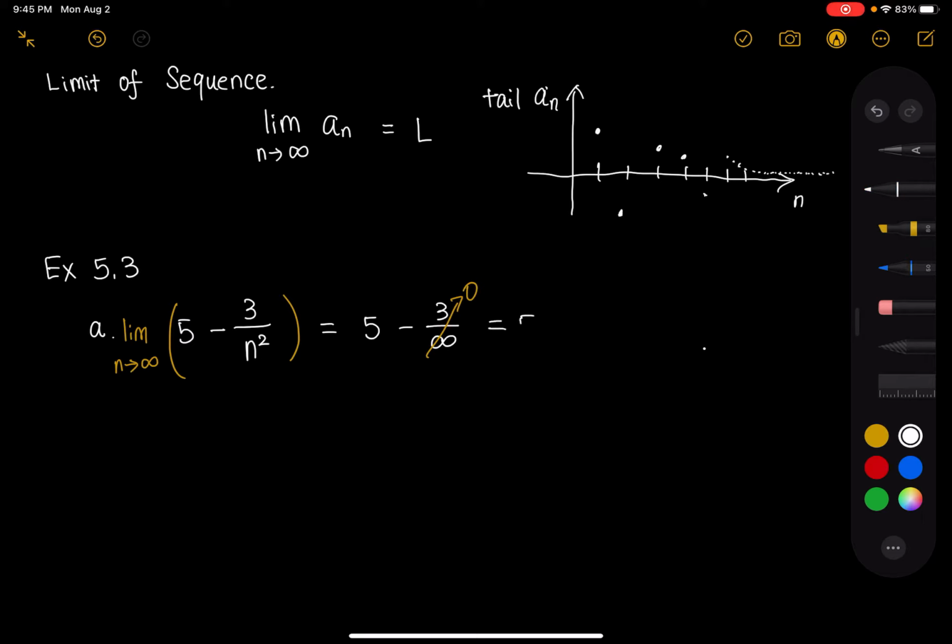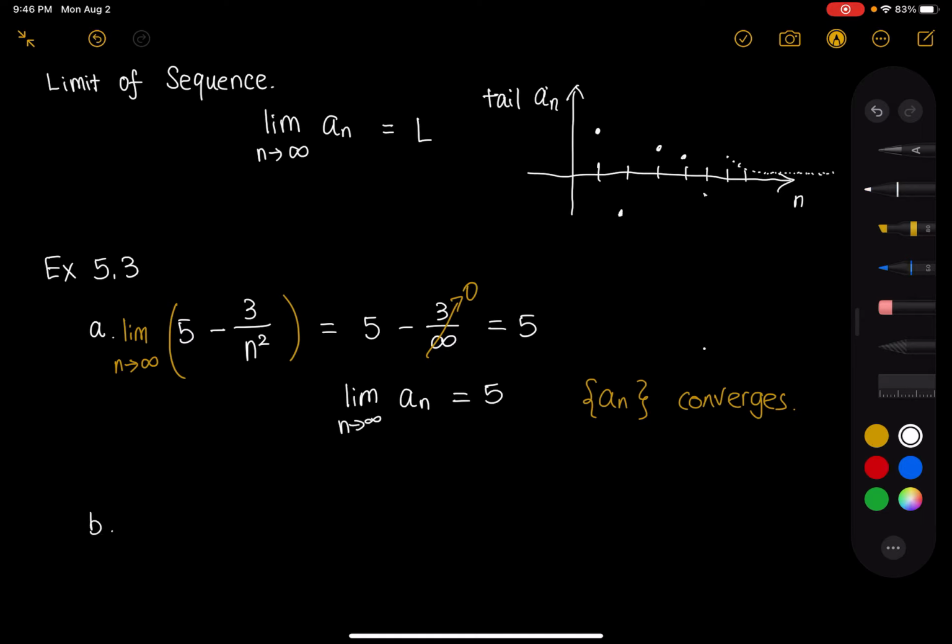So we notice that this limit is 5. Because the limit as n goes to infinity of a_n equals 5, this sequence a_n converges. That is our conclusion, and it converges to the limit 5. So that's an easy one.